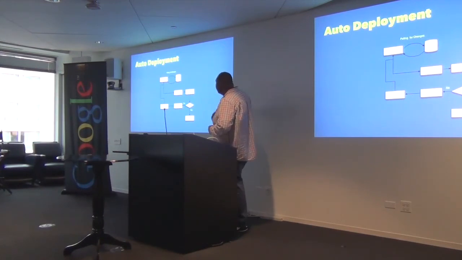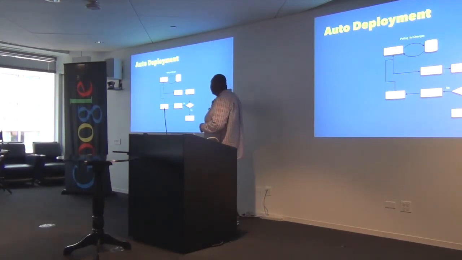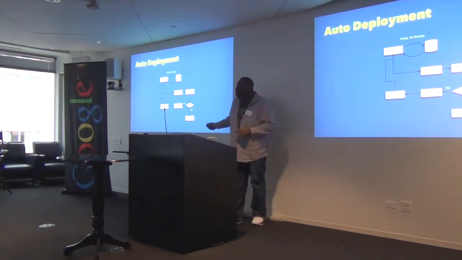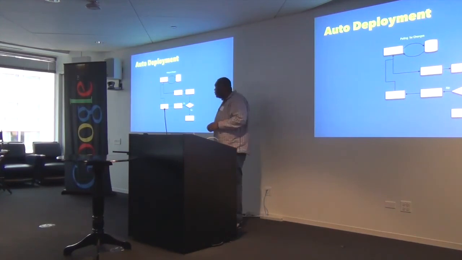We're polling the source code repo for changes. Checkout code, run the automated testing. If it's successful, deploy it. If it's not successful, we alert the developer via HipChat. The developer corrects those changes, recommits, and then it goes back through the process.